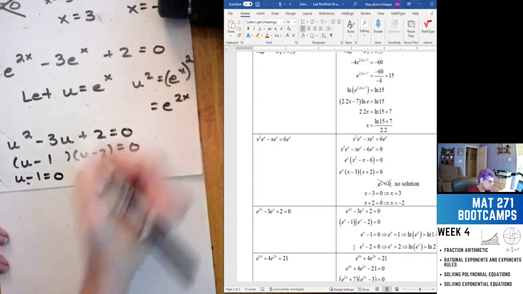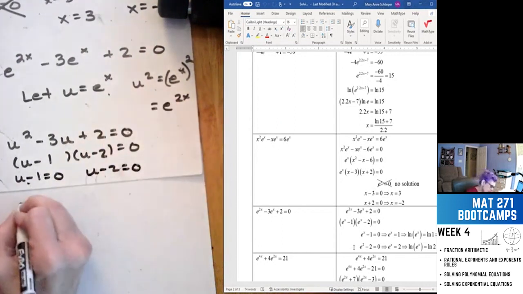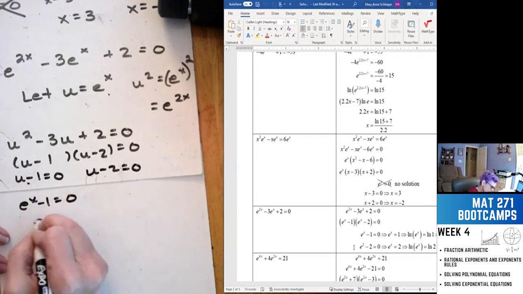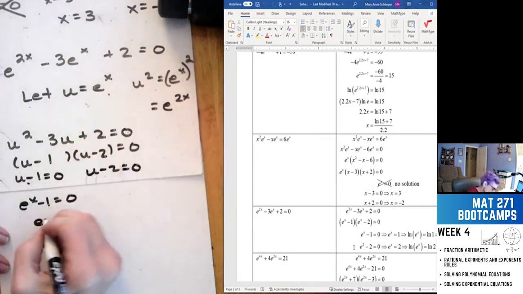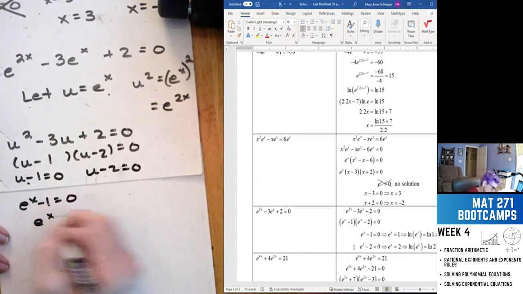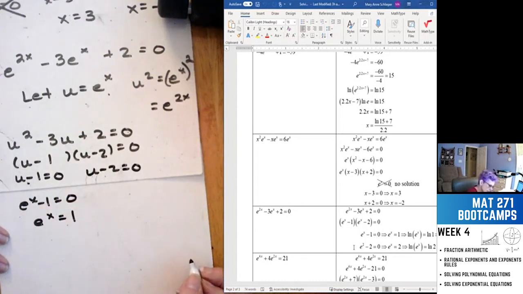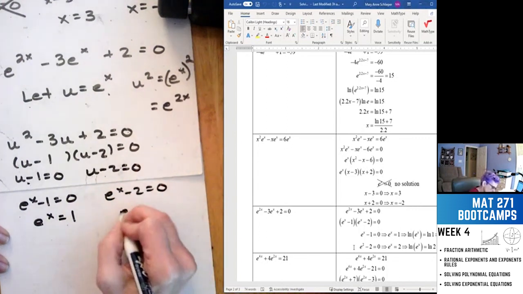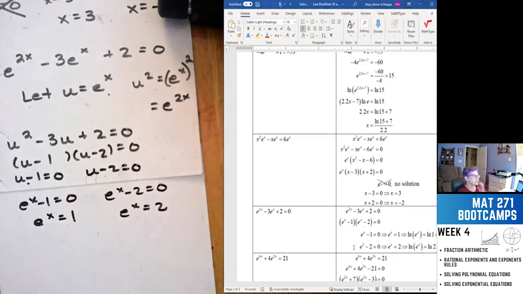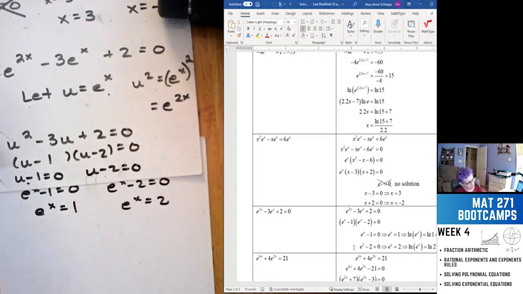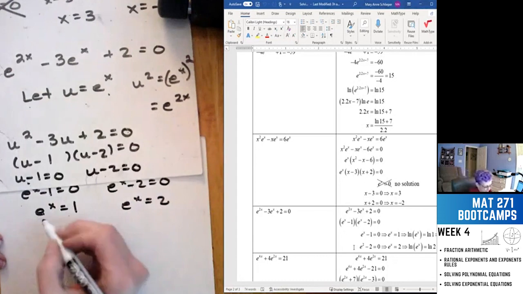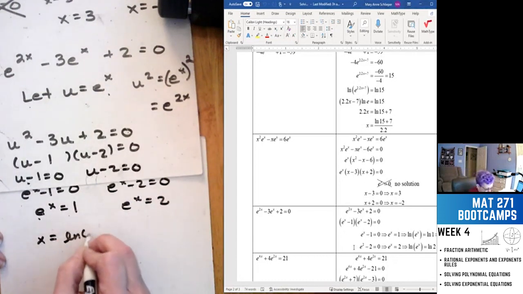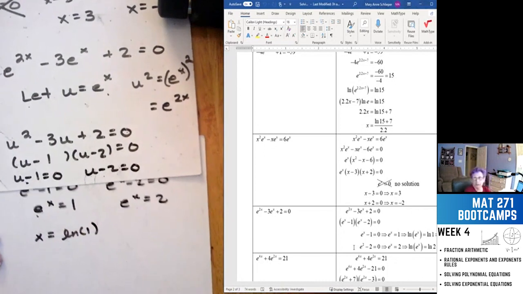But u is equal to e to the x. E to the x minus 1 is 0, or e to the x equals 1, or e to the x minus 2 is 0. So e to the x is equal to 2. And now you take the natural log. Natural log of e to the x is x. What's the natural log of 1?